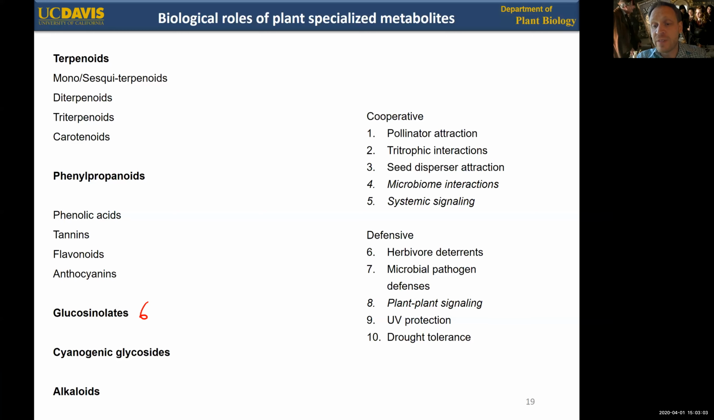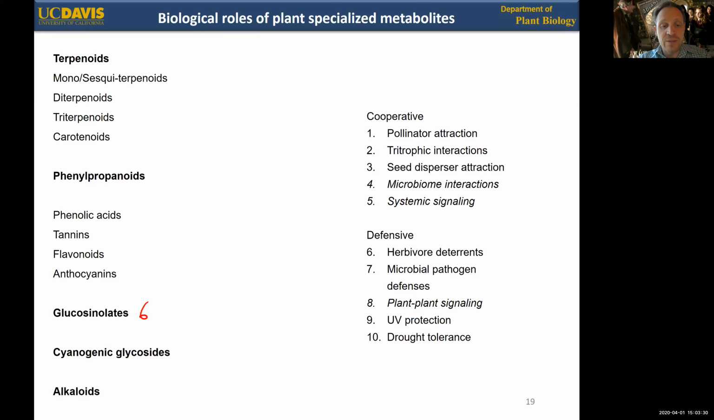They also have some other functions. They can also serve in nutrition. We'll see some examples of both cyanogenic glycosides and glucosinolates that they can vary in function somewhat. But the major part will be herbivore defense. So the list I'm putting together here may not be fully inclusive, but I want to highlight the major functions of these compounds.